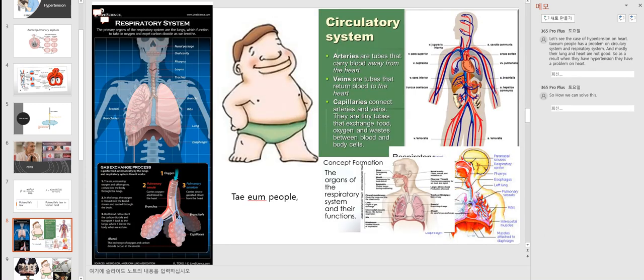Let's see the case of hypertension on the heart. Ten people have a problem with the circulatory system and respiratory system, and mostly their lungs and heart are not good. So as a result, when they have hypertension, they have a problem in the heart. So how can we solve this?